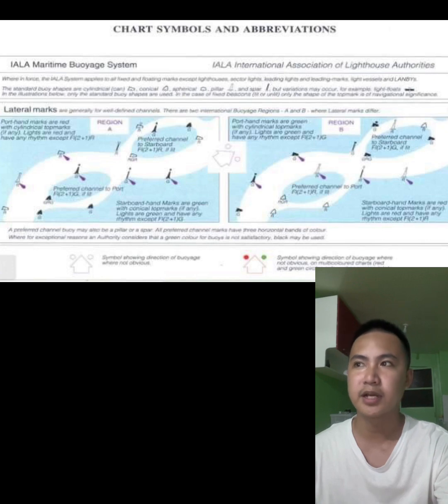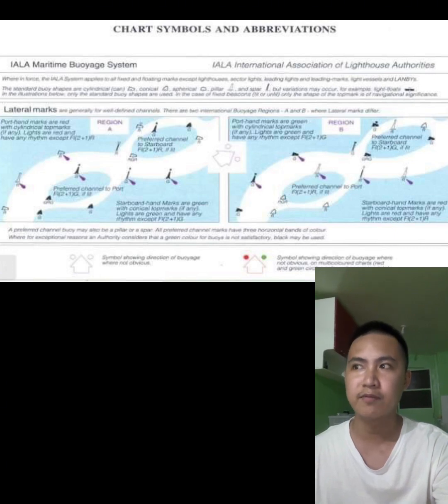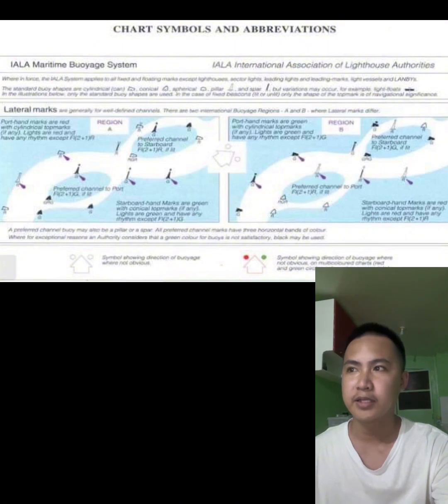Lateral marks are generally for well-defined channels. There are two international buoyage regions, A and B, where lateral marks differ. Port hand marks are red with cylindrical top marks. If any, lights are red and have any rhythm except Fl(2+1)R.